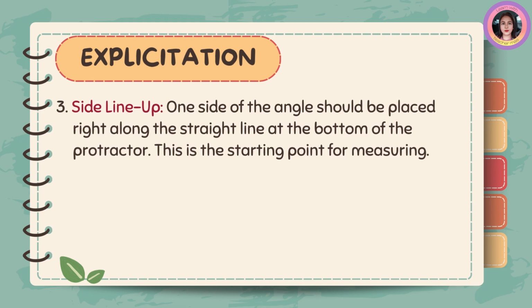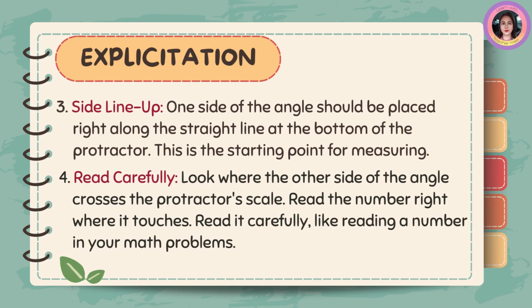Number 3, side line up. One side of the angle should be placed right along the straight line at the bottom of the protractor. This is the starting point for measuring. Number 4, read carefully. Look where the other side of the angle crosses the protractor's scale. Read the number right where it touches. Read it carefully, like reading a number in your math problems.